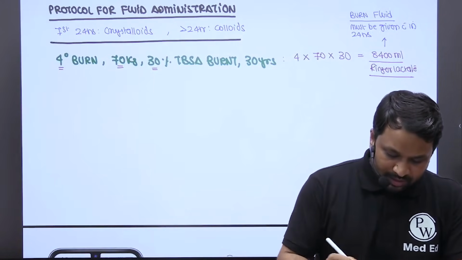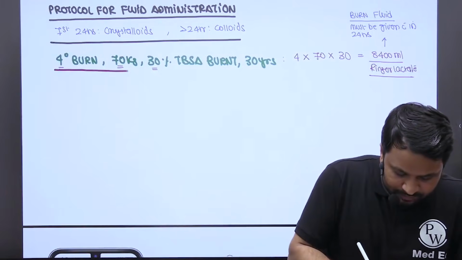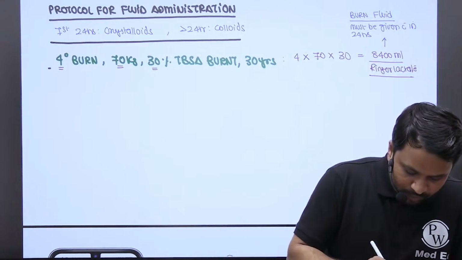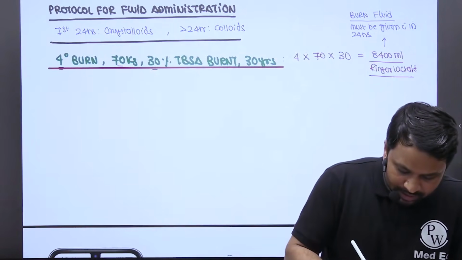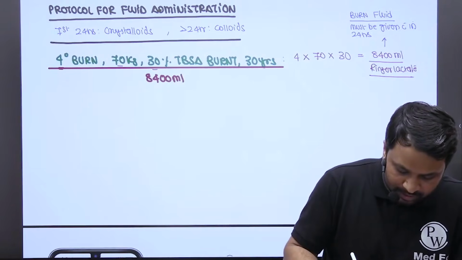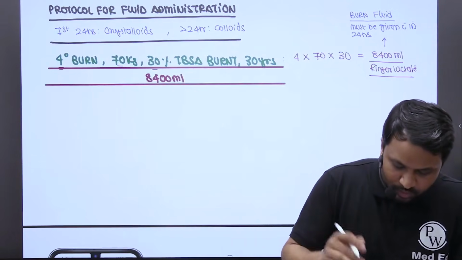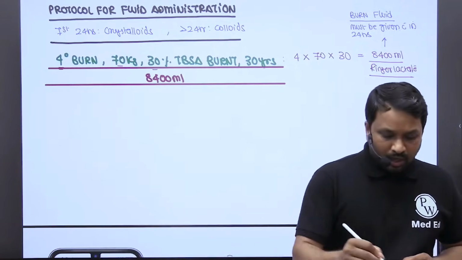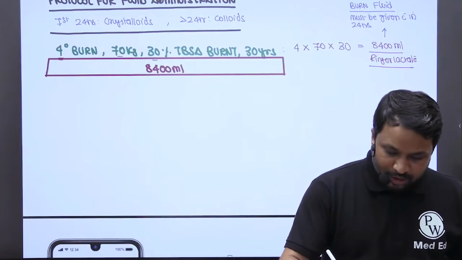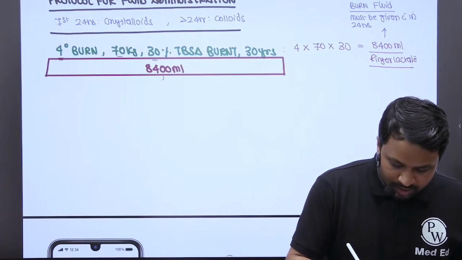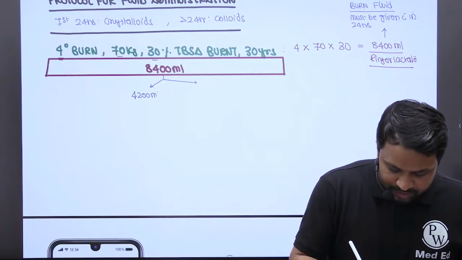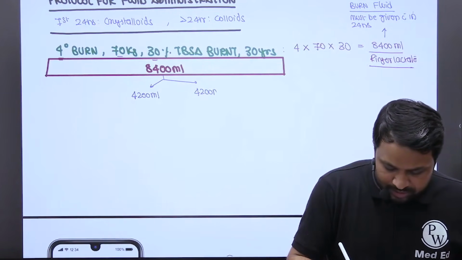For this patient, the fluid requirement that you have calculated is going to be 8400 ml of Ringer lactate. Now, how would you like to administer this fluid? This fluid has to be distributed in 2 equal halves. So 2 equal halves is going to be 4200 ml as the first half and 4200 ml as the second half.